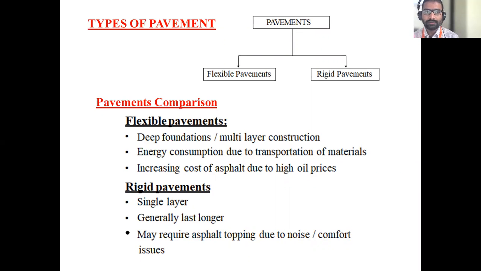Are you getting what pavement means? There are basically two types of pavement: one is flexible pavement and another one is rigid pavement. So what is flexible pavement? It is provided in a deep foundation or multi-layer construction. The energy consumption is due to the transportation of materials. Increased cost of asphalt. This we will study, and what the difference between those is. But you should know the types of pavement: one is flexible pavement and another one is rigid pavement.